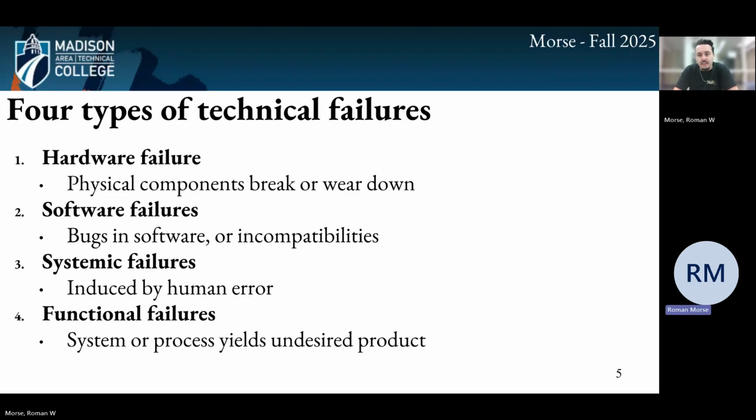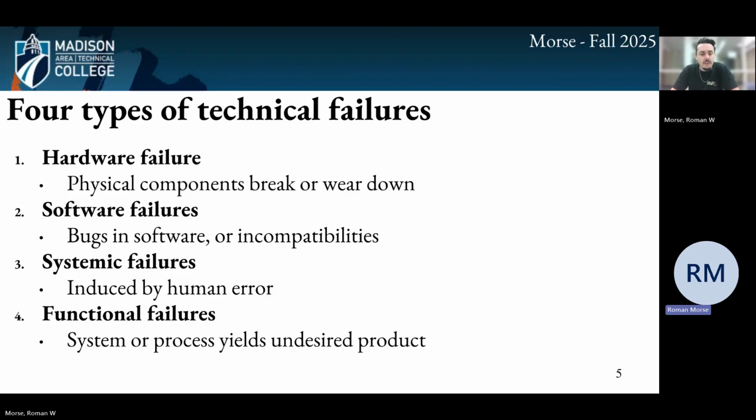So the four types of technical failures that we're going to look at today are hardware failures. This is again when an actual component of a machine fails. Think about anything from a gear to a bolt. Or even an electrical system or a circuit board, if you have a capacitor that gets blown out, or a resistor, or a break in the wires, or anything that's actual physical hardware.